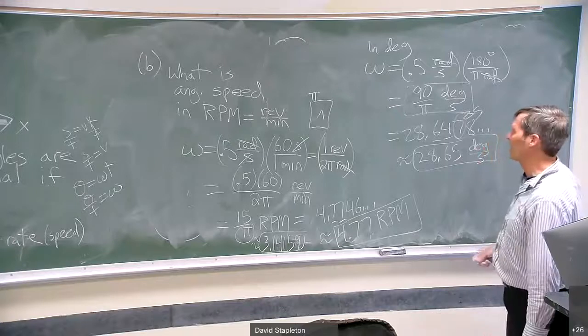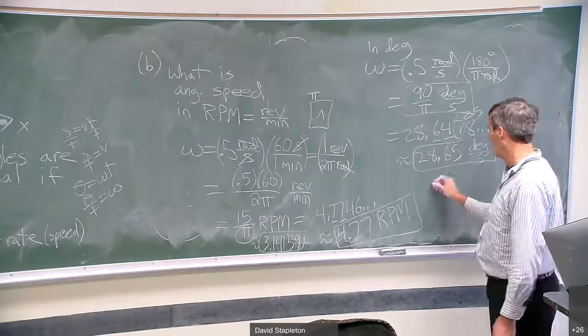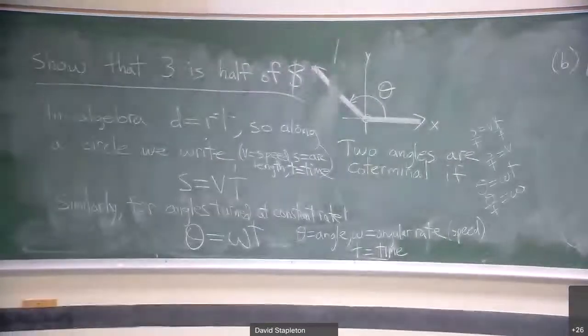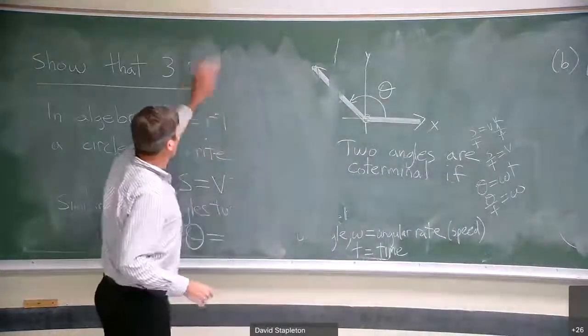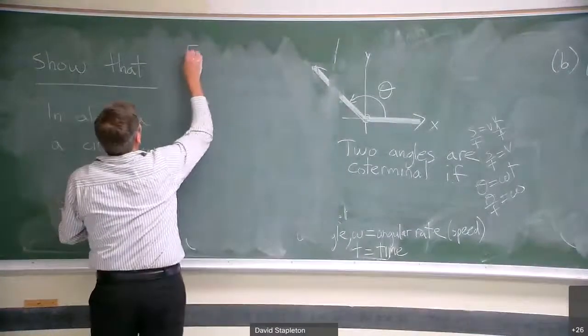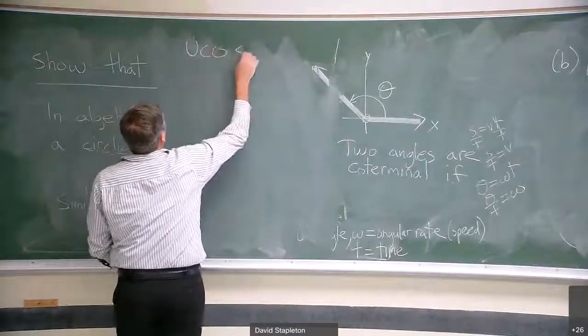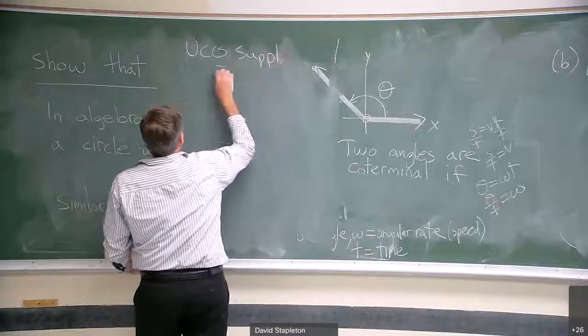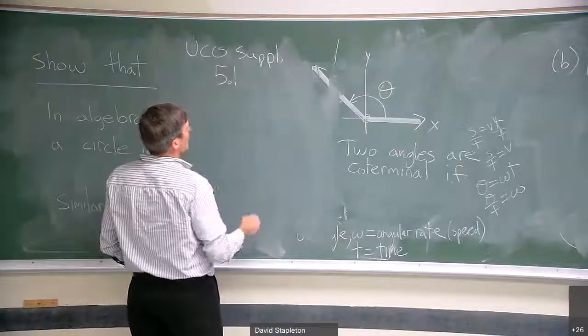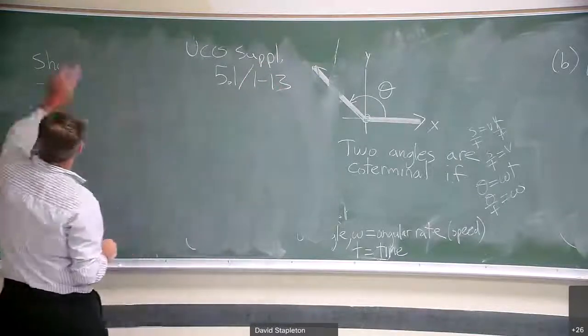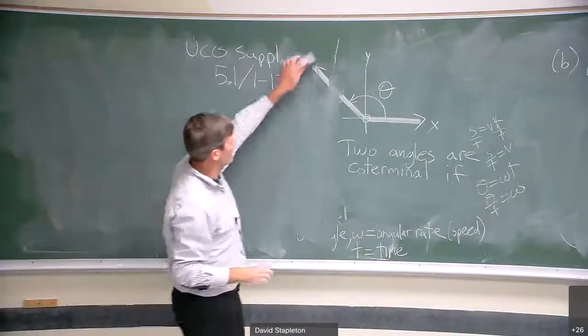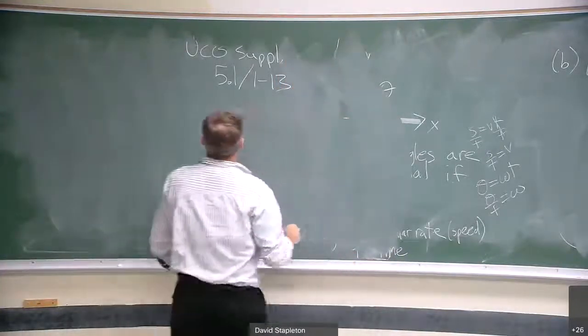All right, so in summary for today, what did we find out? Let me move this over. Please do all the problems out of the UCO supplement on section 5.1. Read section 5.1 of the book, it covers this. Look at 1 through 13. We did number 12 right there. It's pretty similar to 13. See if you have any questions on those. We'll do a few more of these next time, I think, on angular speed. But here's what we learned.